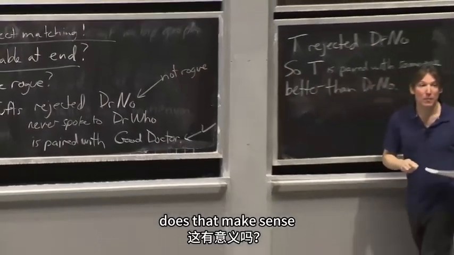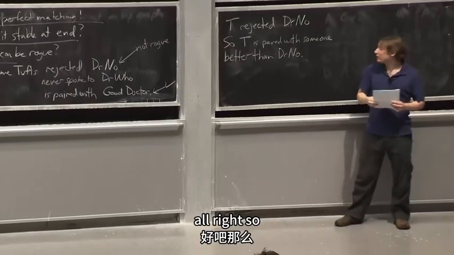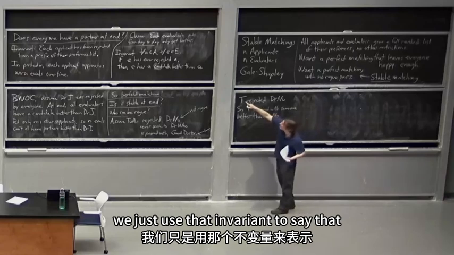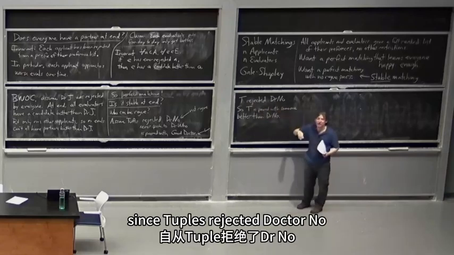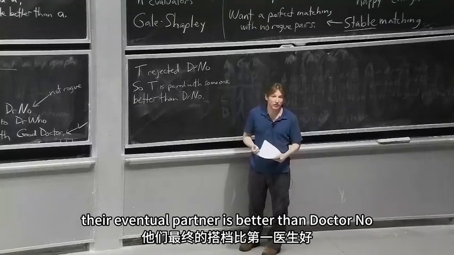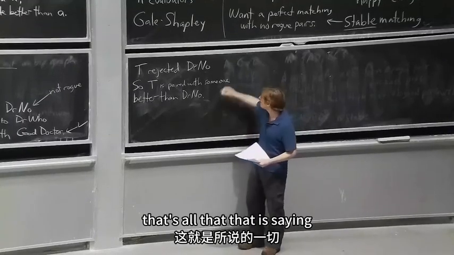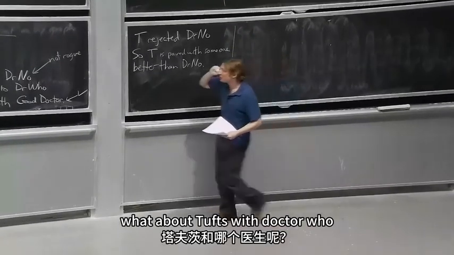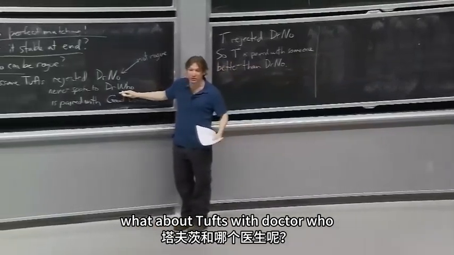Does that make sense? All right. So we just use that invariant to say that since Tufts rejected Dr. No, their eventual partner is better than Dr. No. That's all that that is saying. What about the other side? What about Tufts with Dr. Who?